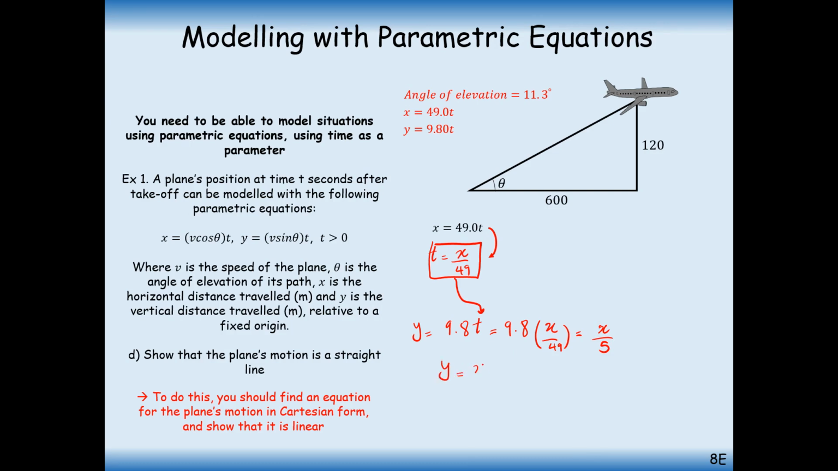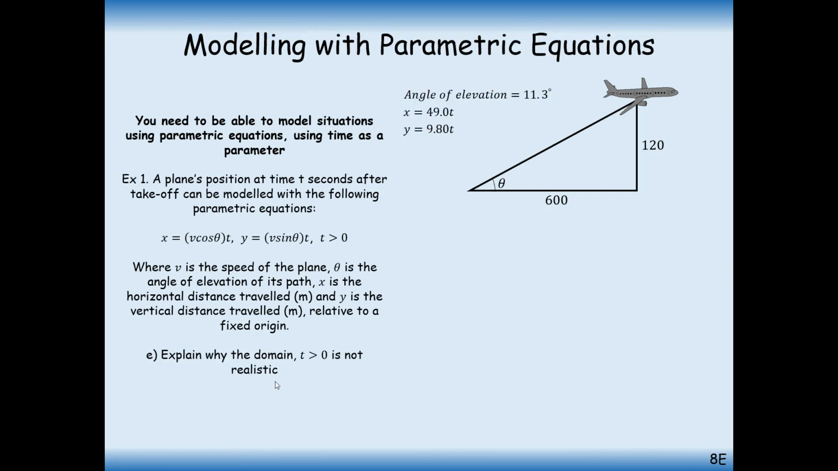So why is the plane's path linear? Because we have a factor of 1/5. This is a constant multiplied by x, and x is to the power of 1. So this is not a polynomial, this is just a linear equation, and this is a constant here. Okay, so that solves this example. We found the gradient to be 1/5.